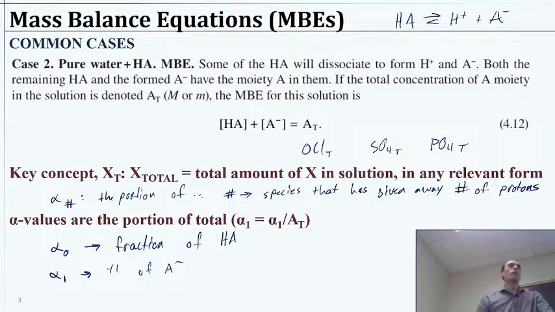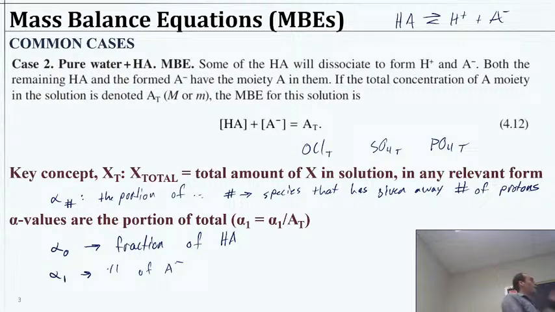So if we have what we'd call a polyprotic system with multiple protons, like H2SO4 has 2 protons, or phosphoric acid has 3 protons, we could have alpha 0, 1, 2, and 3, potentially up to 3. Or more if we had some substance with more than 3 protons. Okay, does that make sense so far?